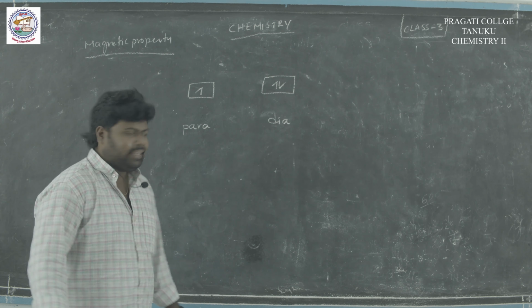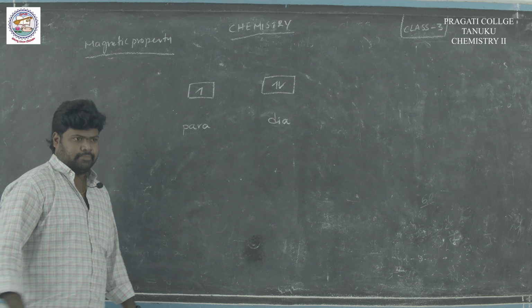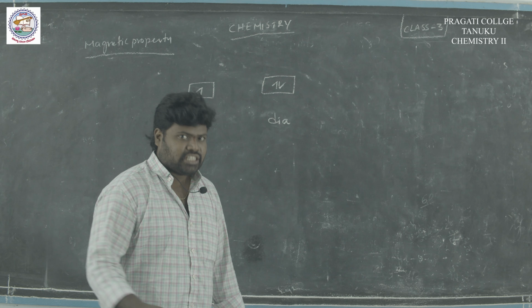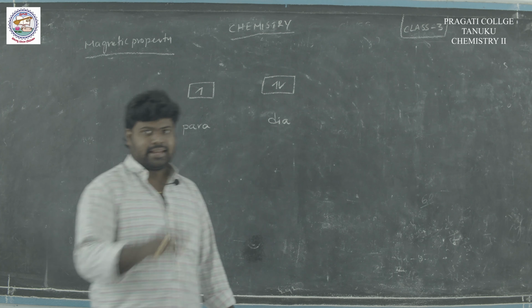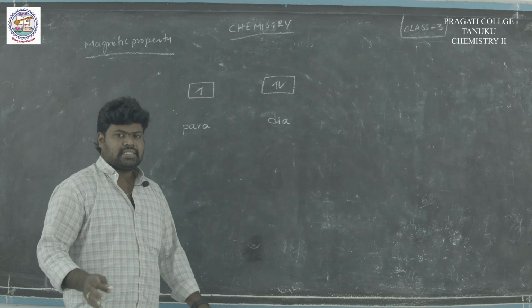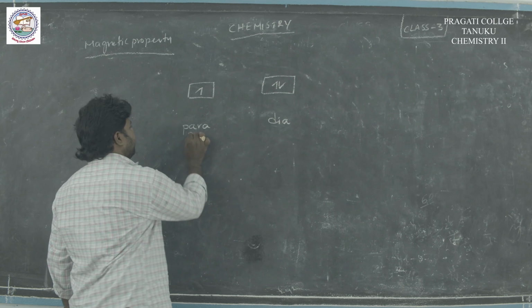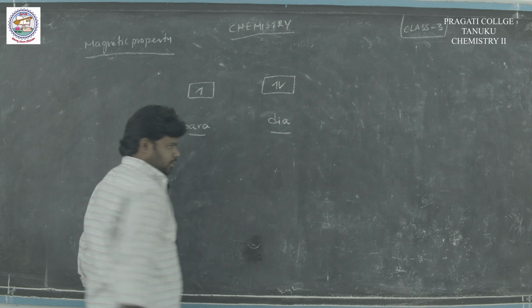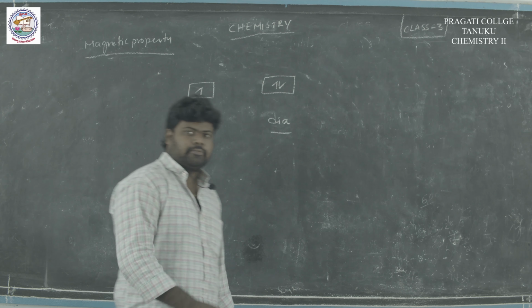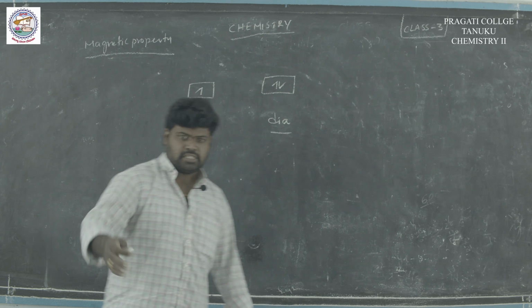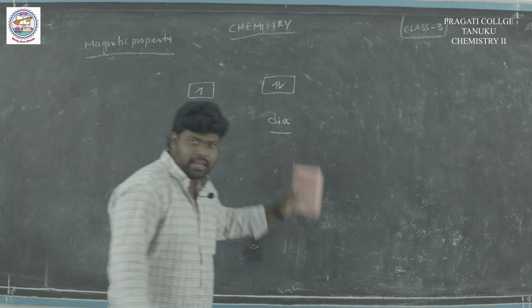The next property is magnetic properties. Transition elements easily exhibit magnetism. Magnetism is classified into two types: one is paramagnetic, and the other is diamagnetic. Sir, what is paramagnetic? What is diamagnetic? And which substances exhibit paramagnetism and diamagnetism?